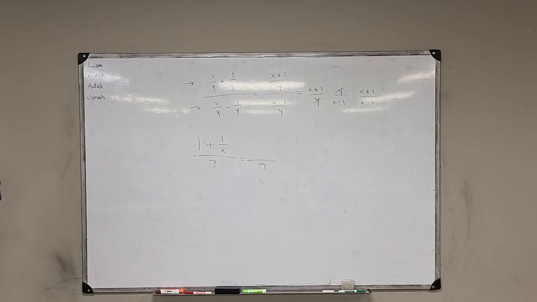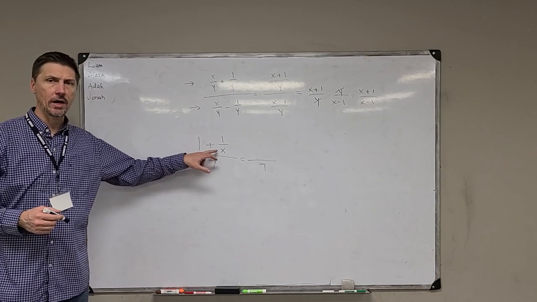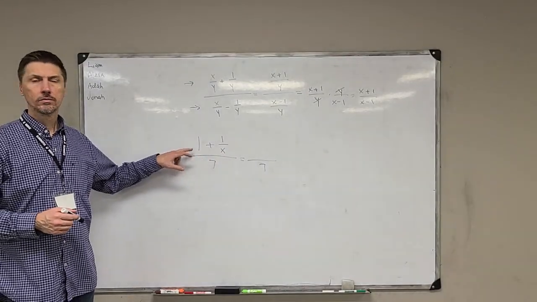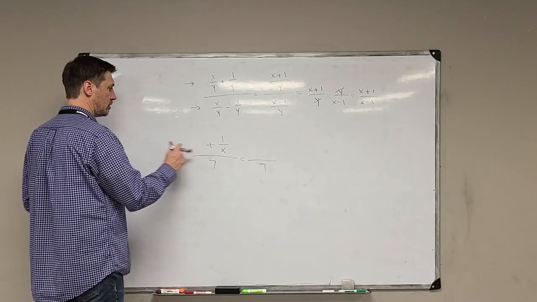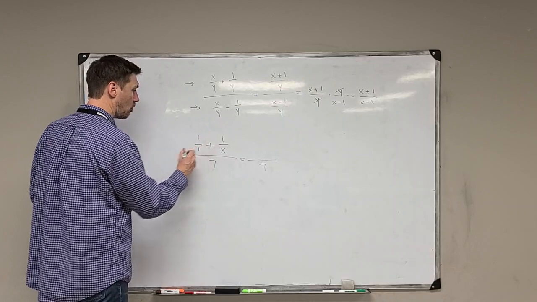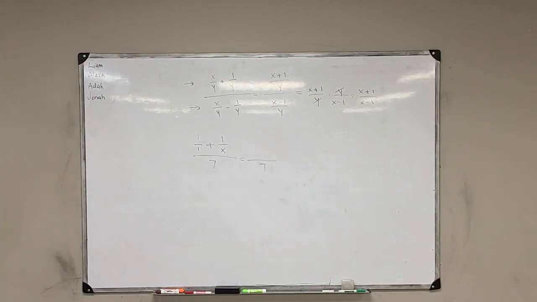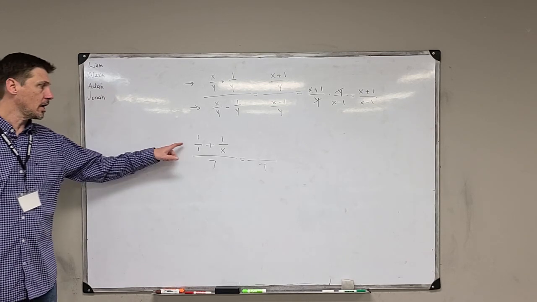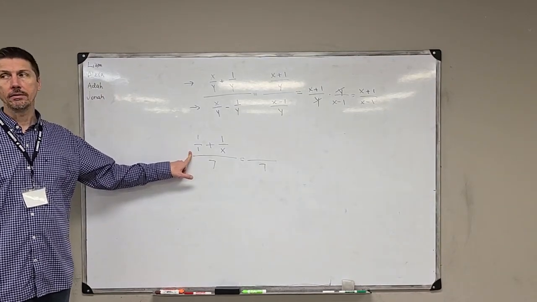No. We have to get a common denominator, right? We can't add these together unless they have a common denominator. What does the common denominator have to be? Remember, this could be written as 1 over 1, if we wanted to think about that as a fraction. So when we do a fraction plus a fraction, how do you add fractions together? You get a common denominator. So the common denominator with this guy would be x.